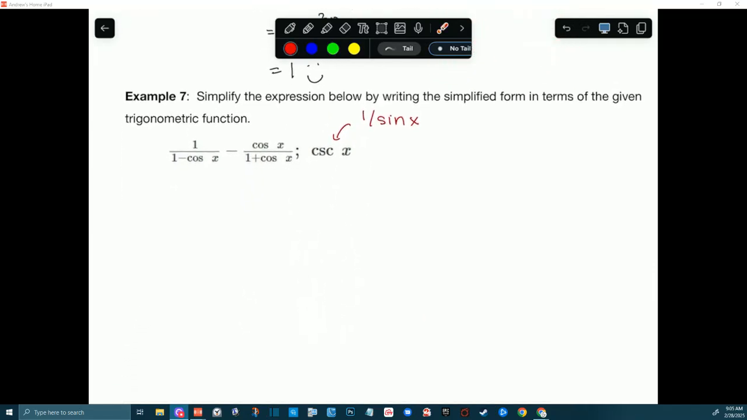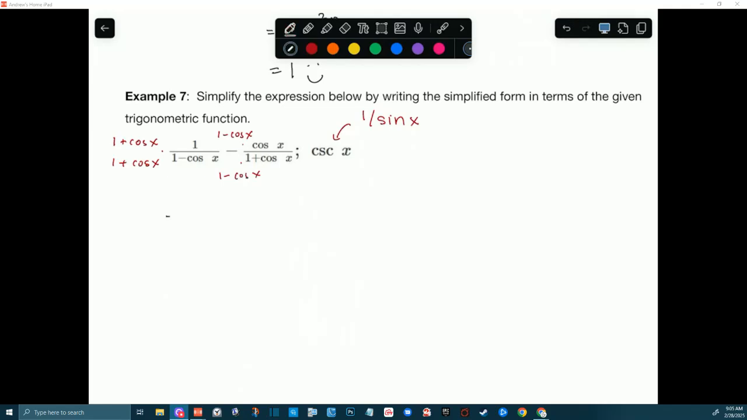To do that, I'm going to multiply the first fraction by the second guy's denominator. And I have to do it top and bottom. So I get 1 plus cos x, 1 plus cos x. And then I'm going to multiply the second fraction by the first denominator. So 1 minus cos x, 1 minus cos x.